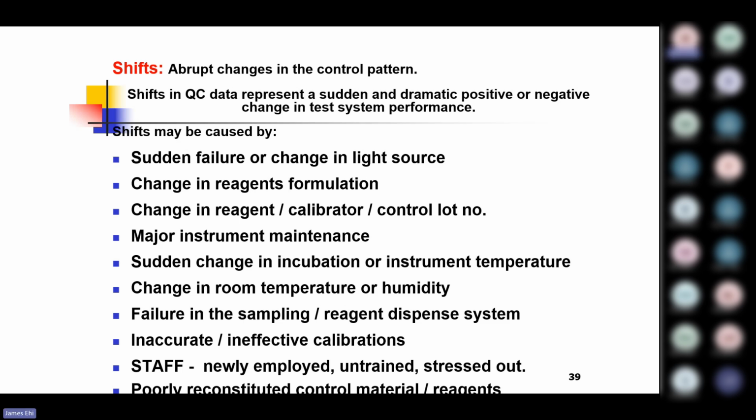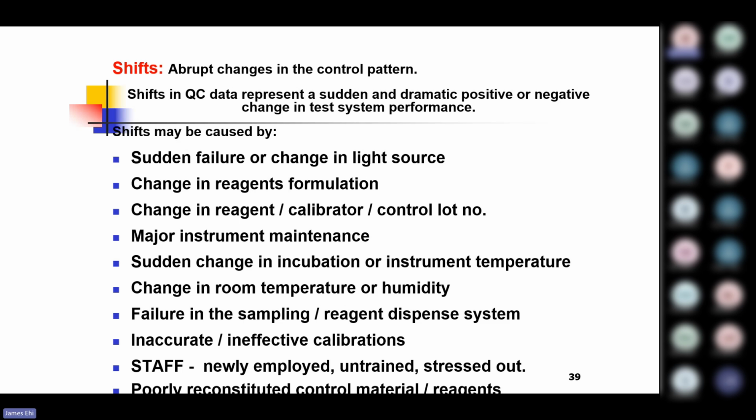Then other things that may cause shift are failures in the sampling or reagent dispensing system. If you are having a probe that is no longer aspirating, there is a plug, there is a microfiber clog that has plugged the sample probe. You're going to have a shift because the little quantity that was aspirated will end up giving you a very high result when mixed with the reagent.